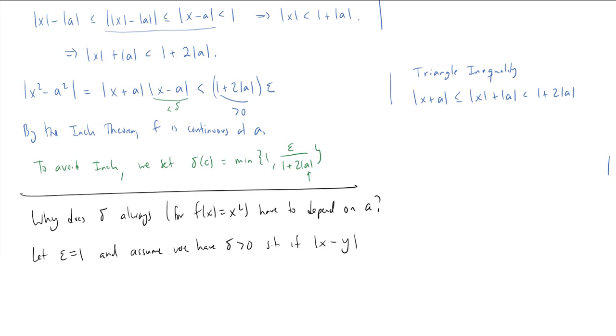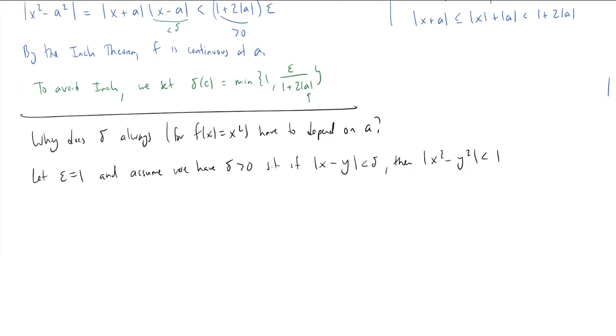If x and y are within delta, then f of x, which is now x squared, and f of y, which is y squared, is going to be less than 1. Okay, so assume we've done this. And this is for all x and y in the real numbers.